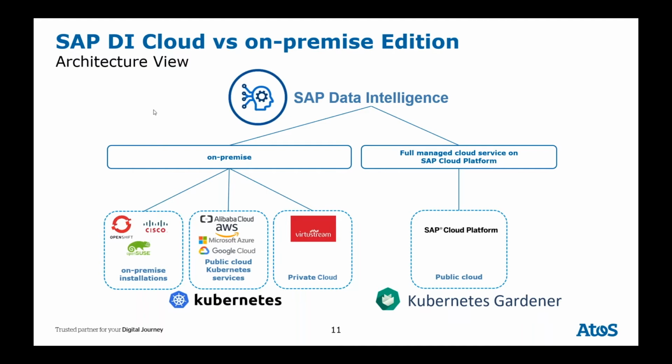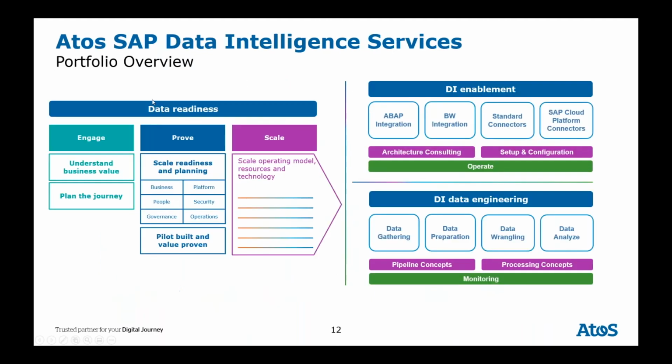And now let's take a look over the service portfolios that we have at Atos. And I would request Adam to please talk more about this in detail. Okay, thanks, Pranav. We as Atos provide three kinds of services for the data intelligence.